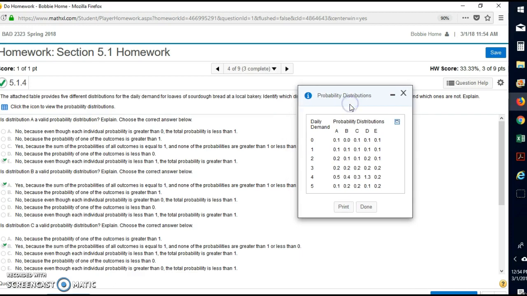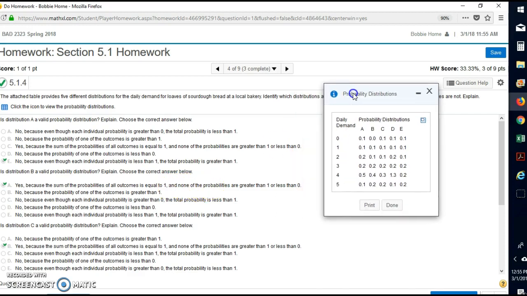Looking at B, okay, we have a problem here. Let's look at B and make sure. It may be okay if you add 0.0, 0.1, 1, 2, 4, 8, 10. Yes, because the sum of the probabilities of all outcomes is equal to 1, and none of the probabilities are greater than 1 or less than 0. So I may have told you wrong a second ago, as long as they're not negative probabilities. We can't have a negative, okay? And they need to add up to 1.